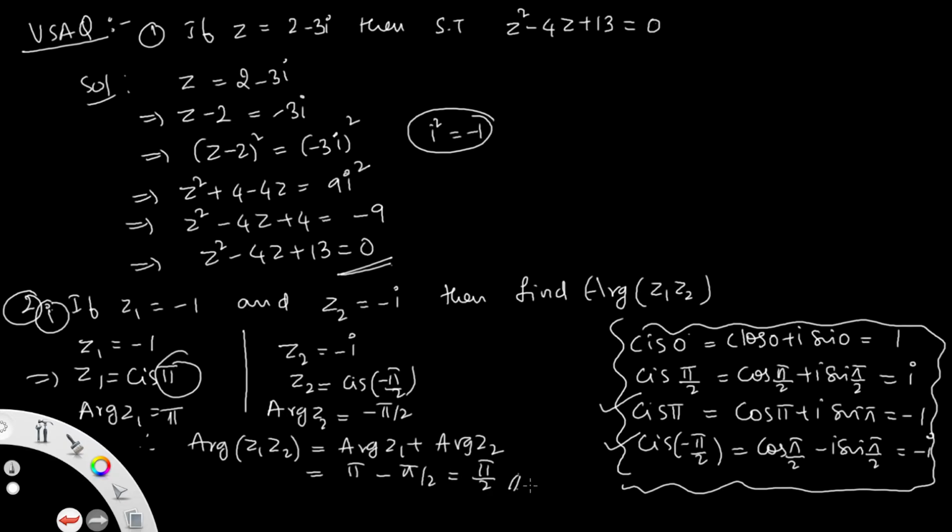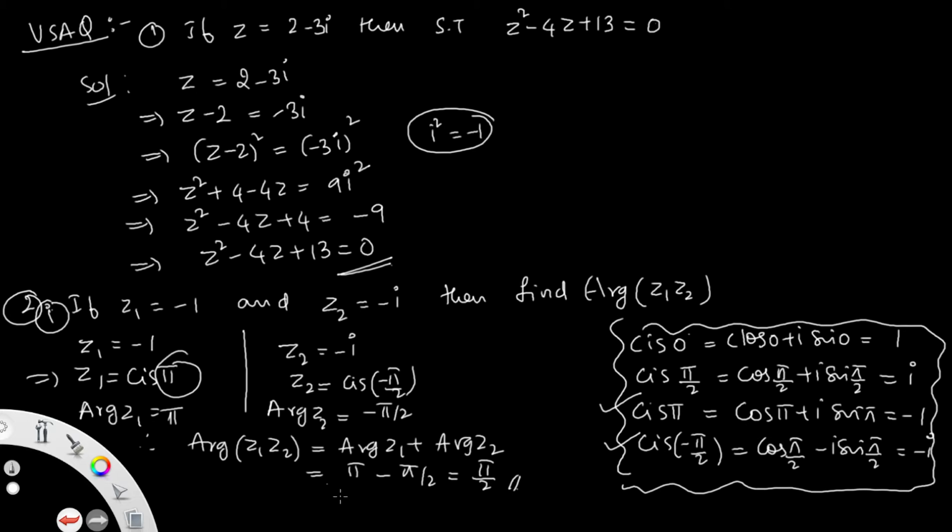This is the question. In the same way, the second bit has the same thing, but in the question argument of z1 by z2 is given. z1 equal to minus 1, z2 equal to plus i is given, and find the argument of z1 by z2. Similar question, but with the formulas cis 0, cis pi by 2, cis pi, cis of minus pi by 2. Remember these always.